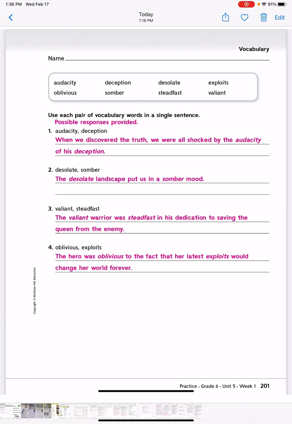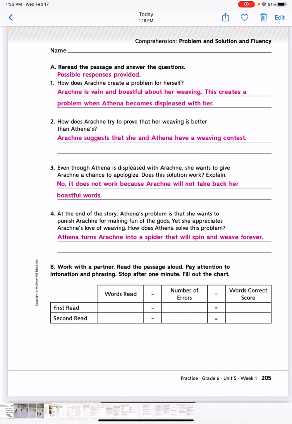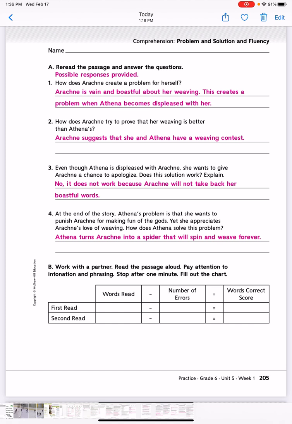Exploits are accomplishments that you have. And valiant is a bravery or courage. Okay? All right, you read the story about Arachne and Athena.